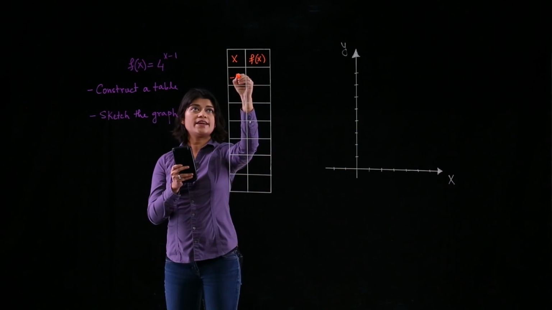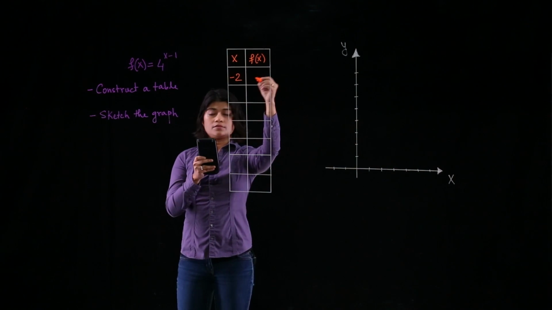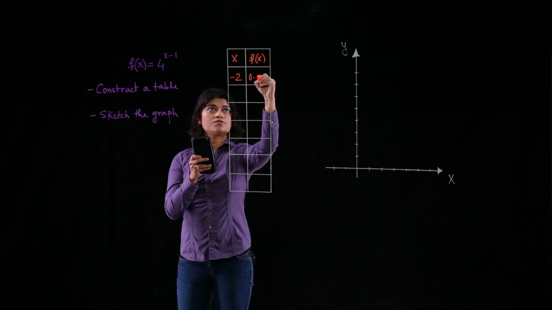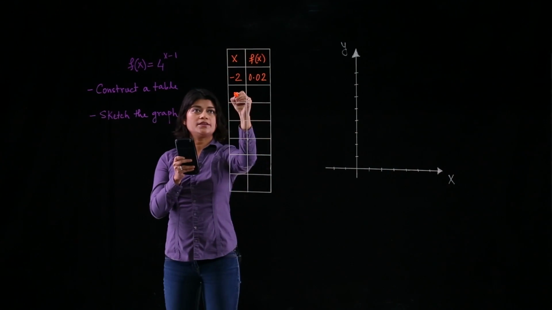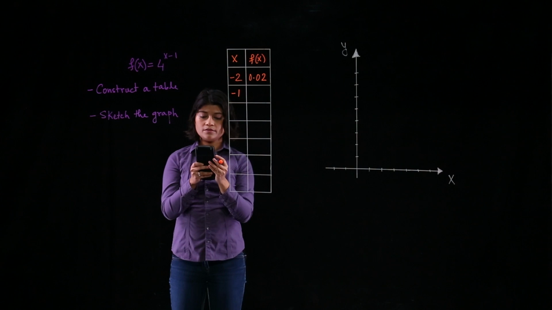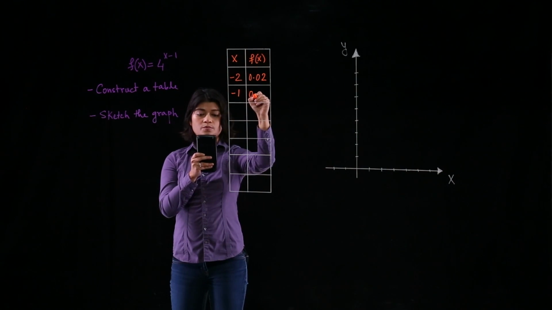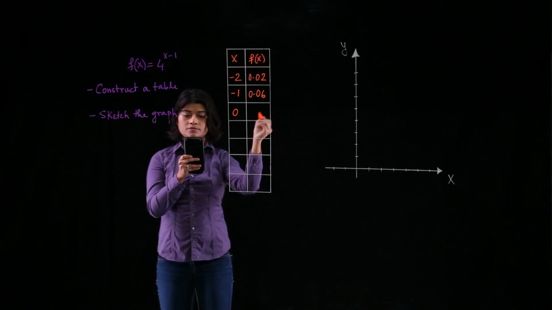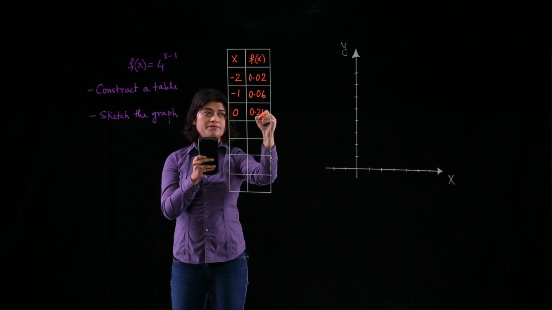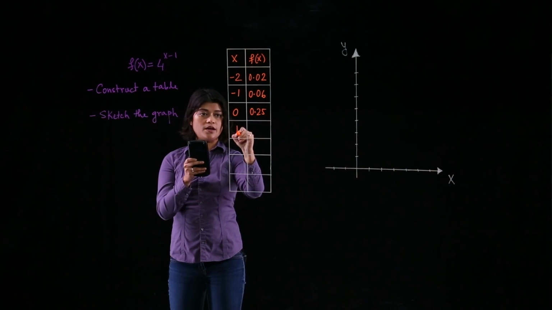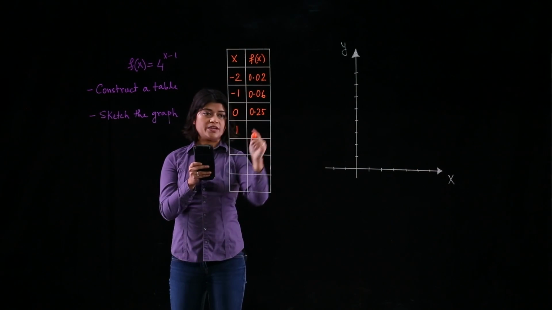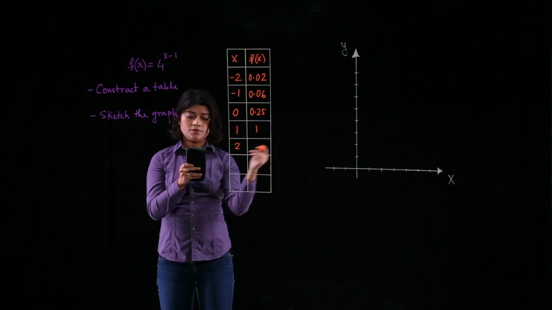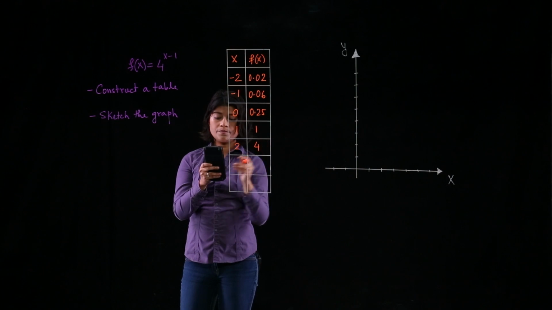Okay, so when x is -2, f of x, the y value is approximately 0.02. Okay, then x equals -1, y is 0.06 approximately. When x is 0, y is 0.25. When x is 1, we have 1 as y. When x is 2, we have y equals 4.